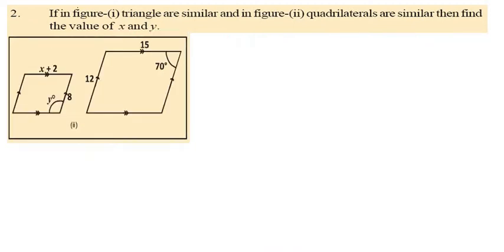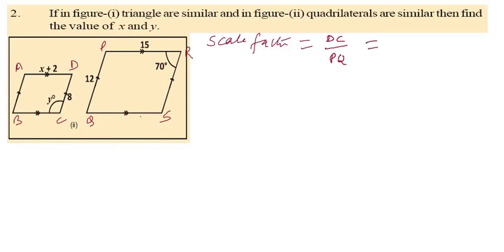Now come to the next question. In this figure, first of all you can find the scale factor. How can we find the scale factor? You can see it is DC upon PQ, because it is a parallelogram, so opposite sides are equal. So DC is given as 8 and it is 12. So you can write here 12. So 4 twos are 8 and 4 threes are 12. So you can say it is 2 by 3.